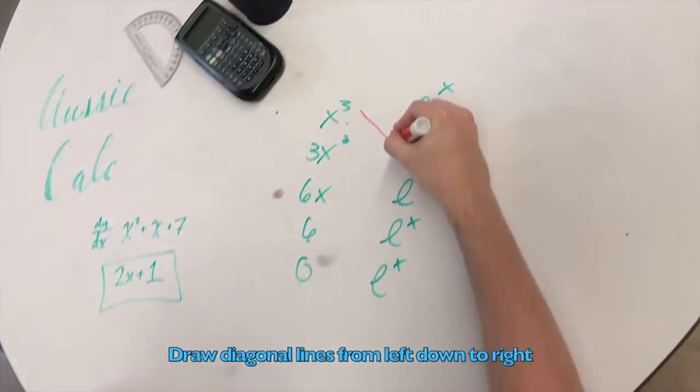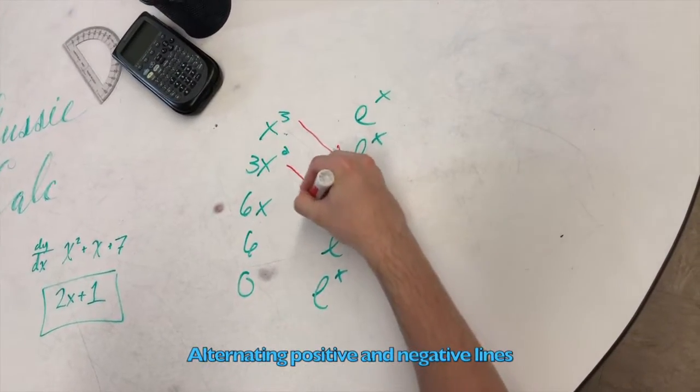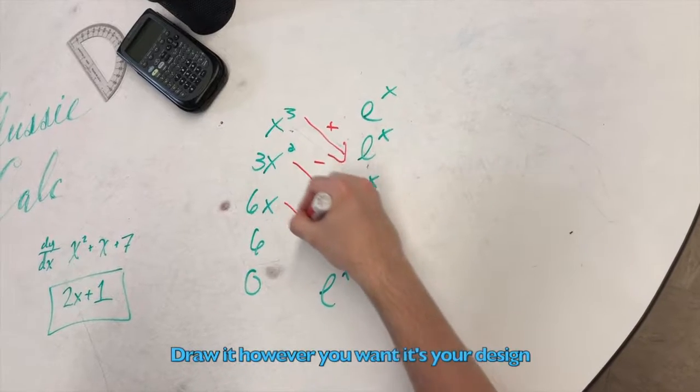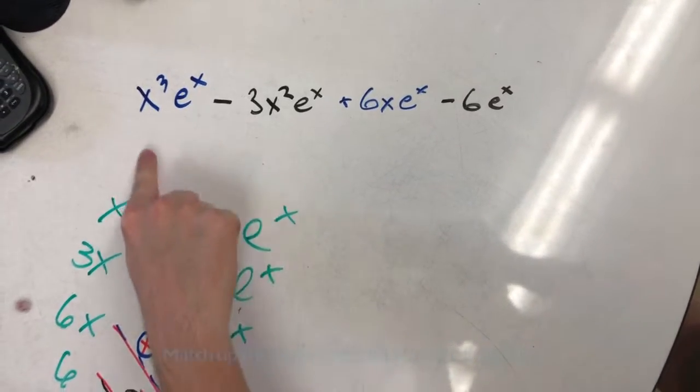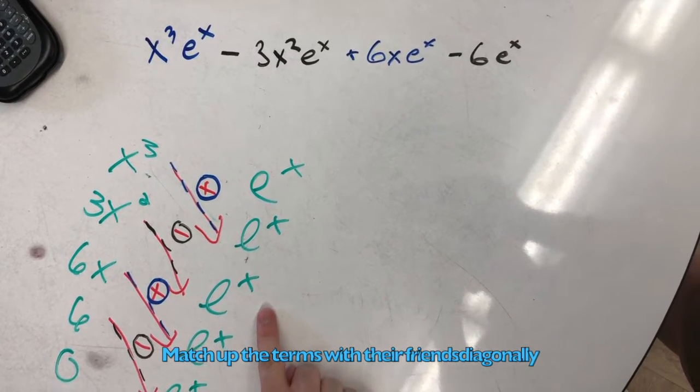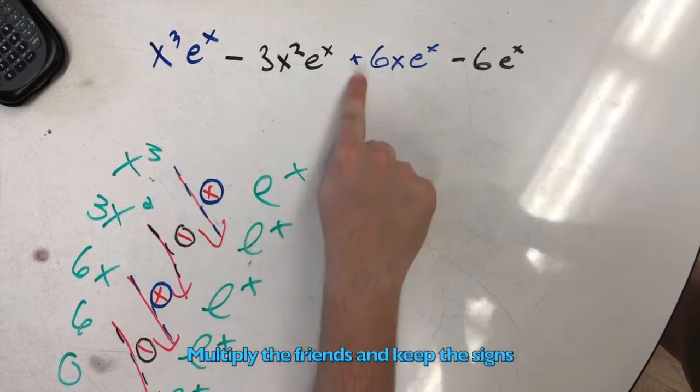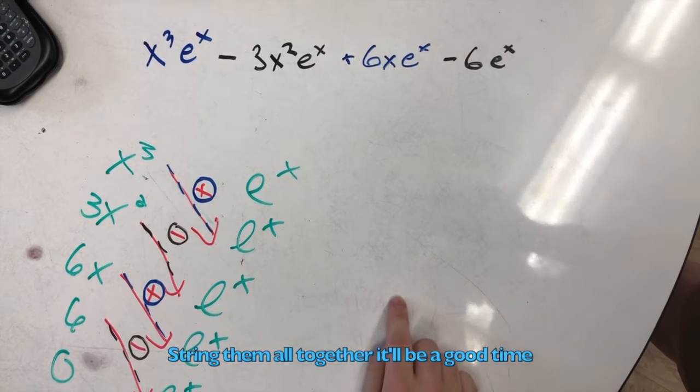right. Draw a diagonal line from left to right, alternating positive and negative signs. Draw it however you want to design. Set up the equation like how I say. Match up the terms with their friend diagonally. Multiply the friends, keep the signs, string them all together and you'll be in good time.